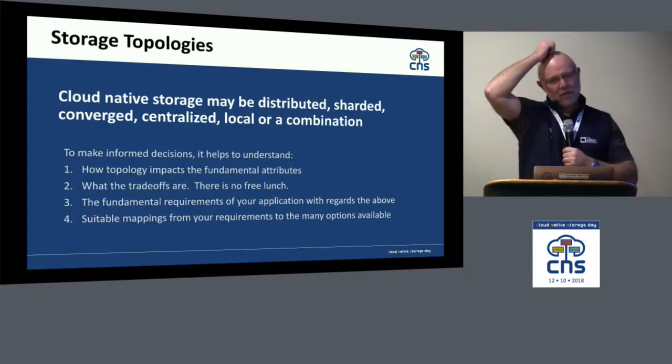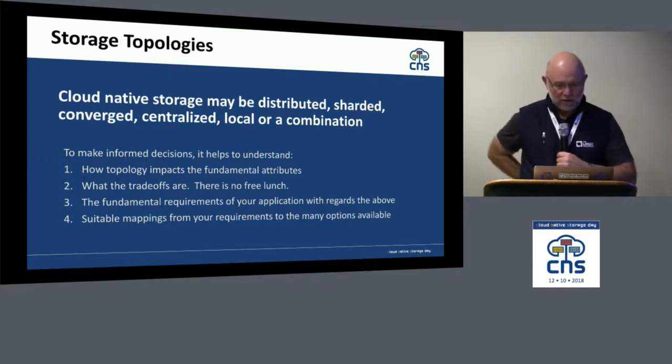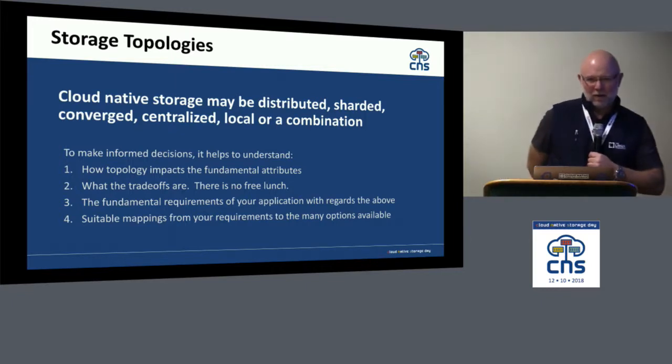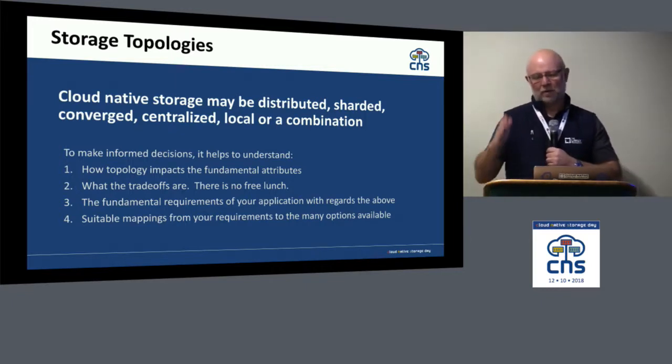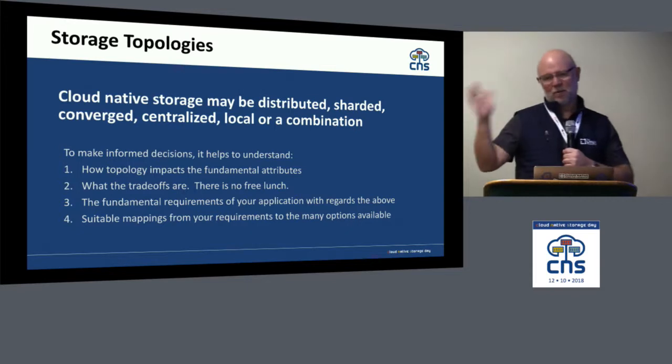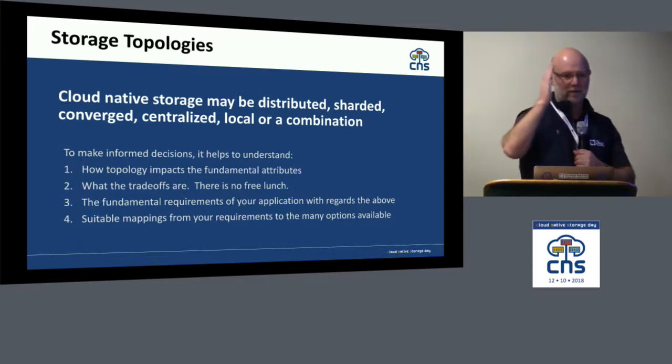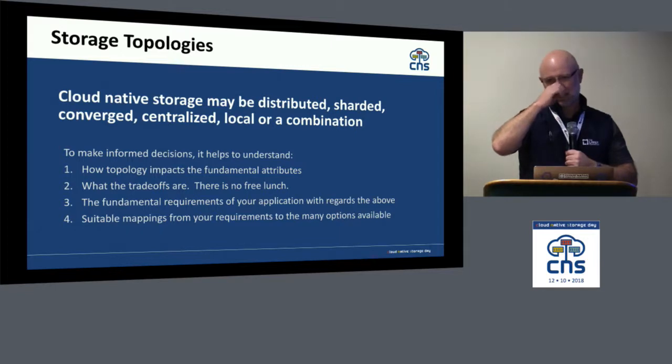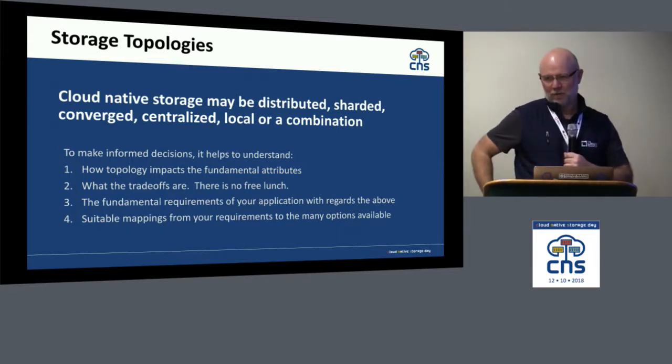So the other interesting aspect of all of these storage technologies that we run across in a cloud native environment is the topologies. And people tend to focus on the API. So this is an object store, this is a file store, this is a key value store, and this is a database. But it turns out that doesn't really tell you very much about the actual attributes of the storage.